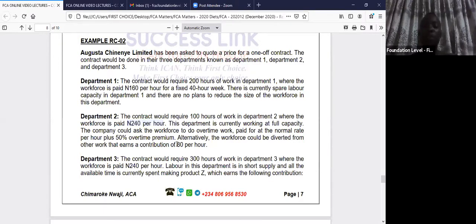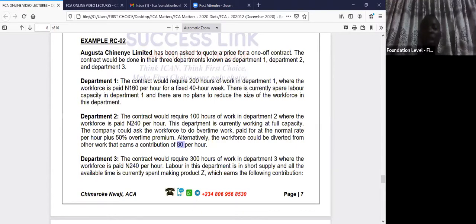by stopping your job, you are losing 80 naira per hour. That 80 naira per hour, I'm going to add to whatever I'm going to be spending on you. So 80 naira plus 240 gives you 320. 320 times 100 hours will give you 32,000.